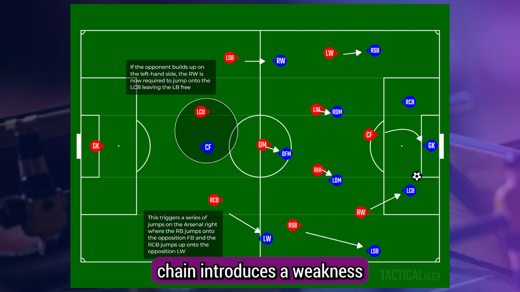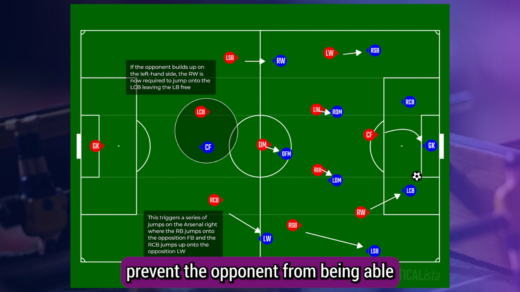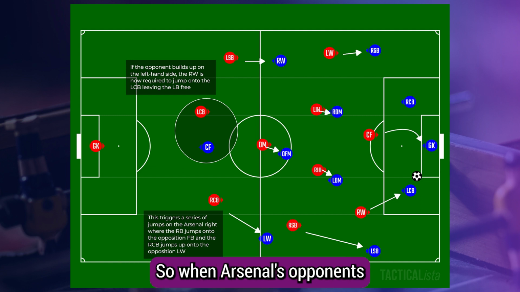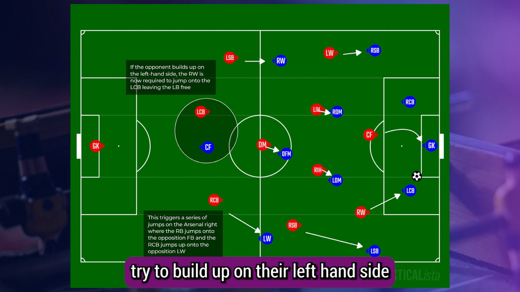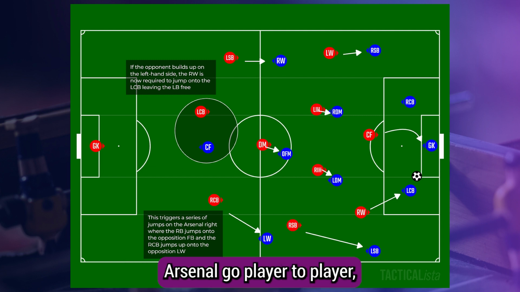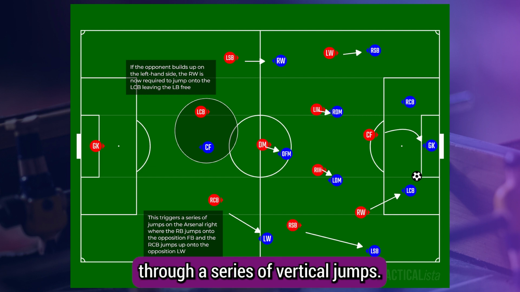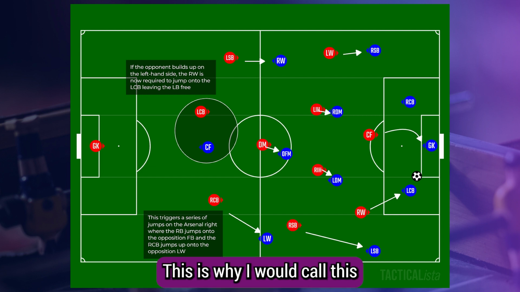This vertical pressing chain introduces a weakness for Arsenal at the back. Where previously, they had two CBs guarding the opposition CF, they now only have one. The gamble is that the aggressive jumps prevent the opponent from being able to exploit this weakness. So when Arsenal's opponents try to build up on their left-hand side, Arsenal go player to player, allowing a CB weakness through a series of vertical jumps. This is why I would call this a vertically weak hybrid press.